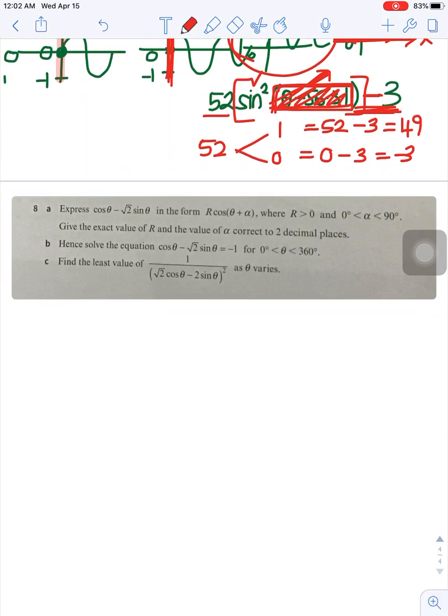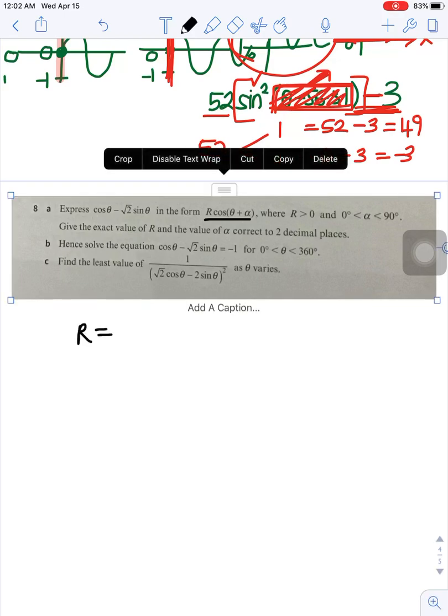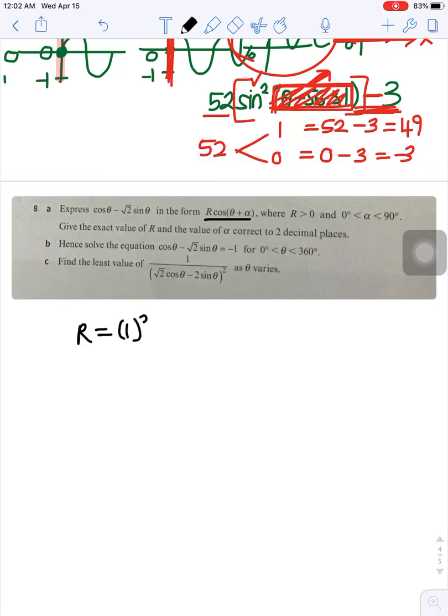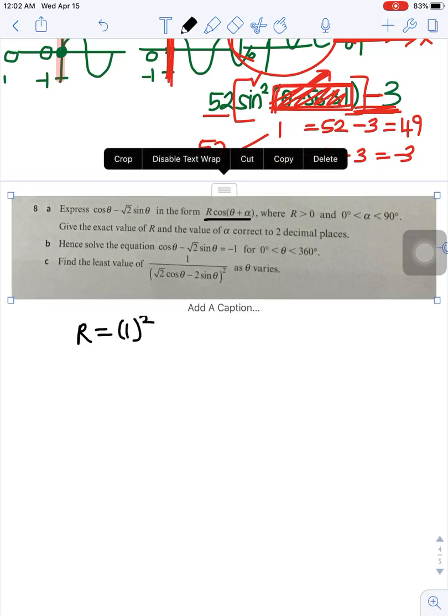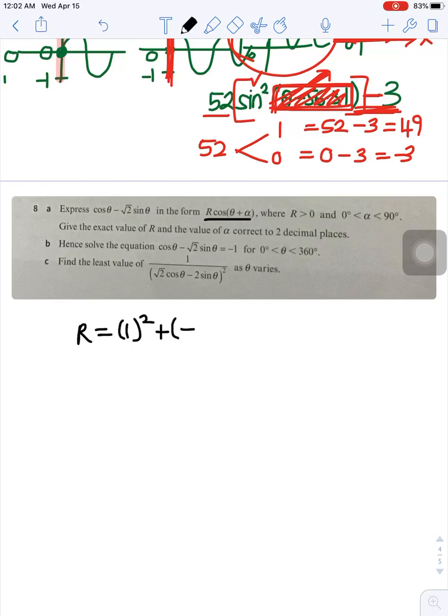Number 8. Now express, they have given you the format. Just take the format and do it. How do I do the R? I told you, don't think about the A and B. What is the coefficient in front of the cos? It's 1. Take that and square. What is the coefficient in front of the sine? It is negative 2. Take that and square. You're going to get 1 plus 2, so it is root 3. Exact value. So I leave it in exact value.